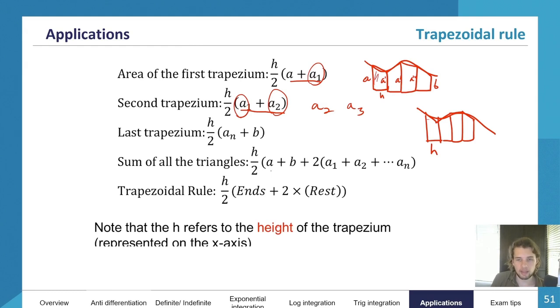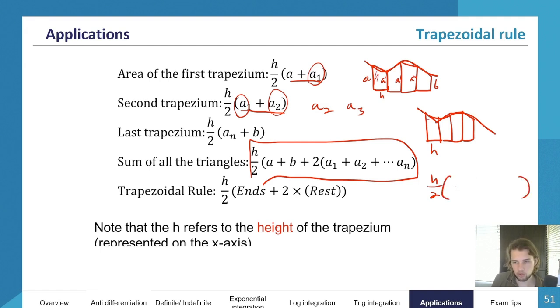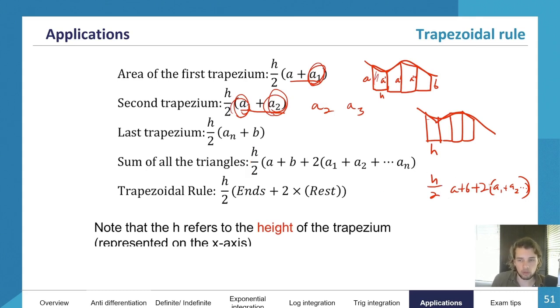Now, if we sum all of that together, you'll find that you can put it in this form here. You can put h over 2 outside of everything. You can go a plus b, so that's the height of the first wall plus the height of the last wall, plus 2 times (a1 plus a2, etc.). So those are all of the inner walls. That's because there's two instances of a1, there's two instances of a2, and there's two instances of every one of the inner walls. There's only one instance of each of the outer walls, and everything ends up being multiplied by h over 2. So that's what the trapezoidal rule becomes.